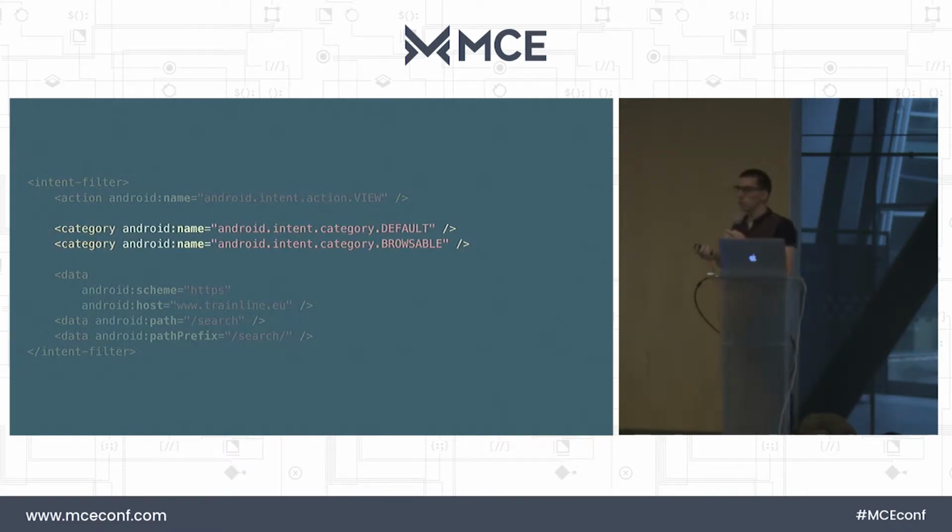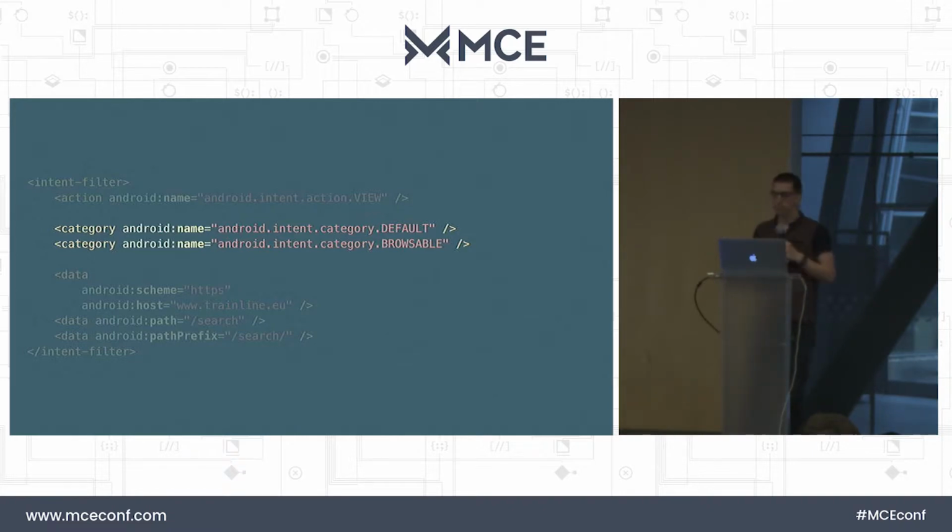Okay, then you have two categories. The first one is mandatory, and it's called default. You will ask, if it is mandatory, why do I have to put that inside? Well, that's because, as I said, intent filters are not only for URL catching. They may be used for some other purposes. But in the case of URL handling, you always have to have the default category. And that's because by default, Android, when you start an activity, treats all intents as if they contain the default category.